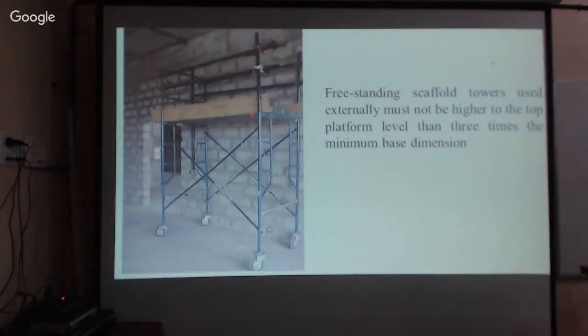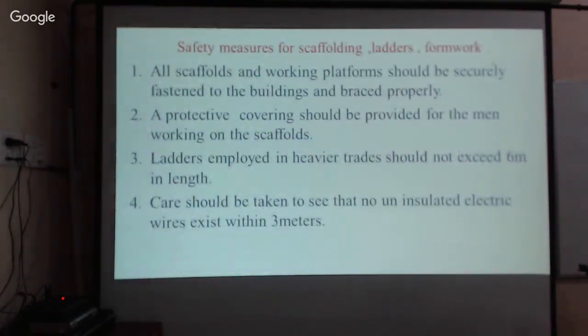And this is one example. You can look at this freestanding scaffold. Freestanding scaffold towers used externally must not be higher to the top platform level than 3 times the minimum base dimension. There are 2 dimensions, the length and the width here. The height should not be more than 3 times the minimum base dimension. These are the safety measures for scaffolding, ladders and formwork. All scaffolds and working platforms should be securely fastened to the building and braced properly.